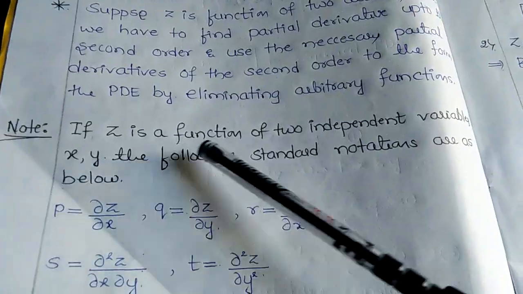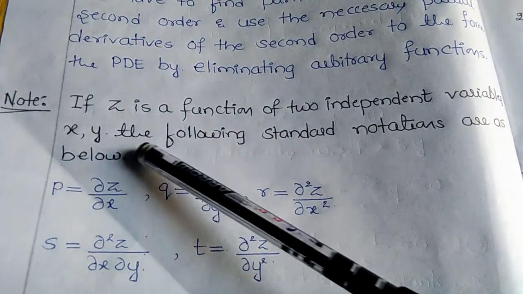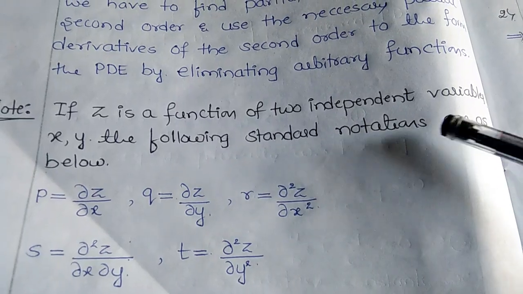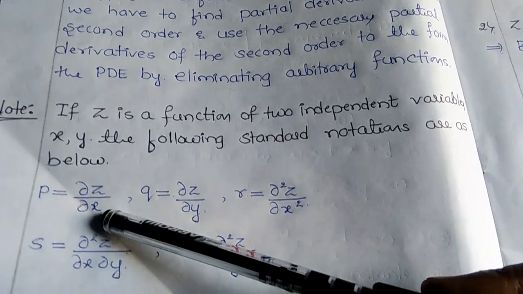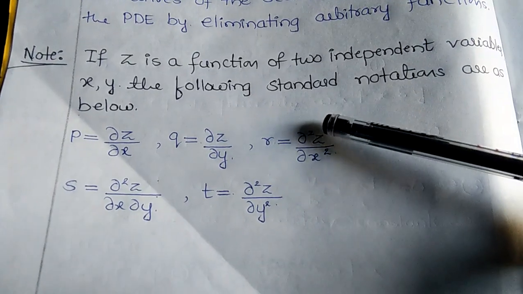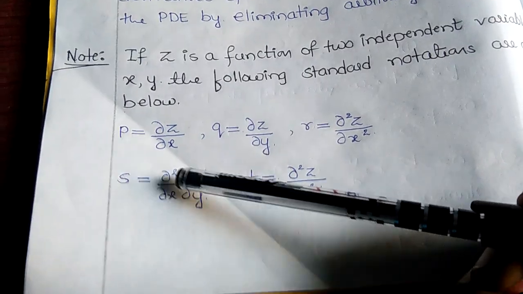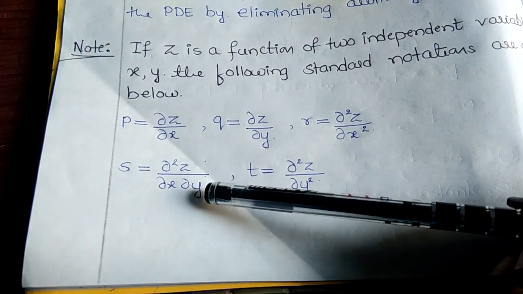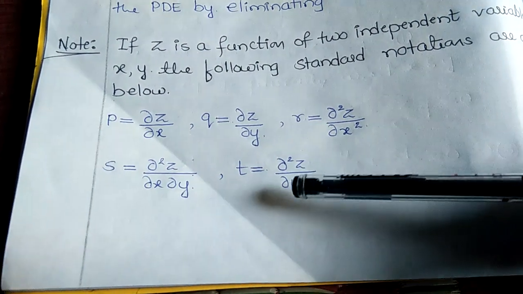Note, if z is a function of two independent variables x, y, the following standard notations are used. p is equal to dou z by dou x, q is equal to dou z by dou y, r is equal to dou square z divided by dou x square, s is equal to dou square z divided by dou x into dou y, and lastly t is equal to dou square z divided by dou y square.